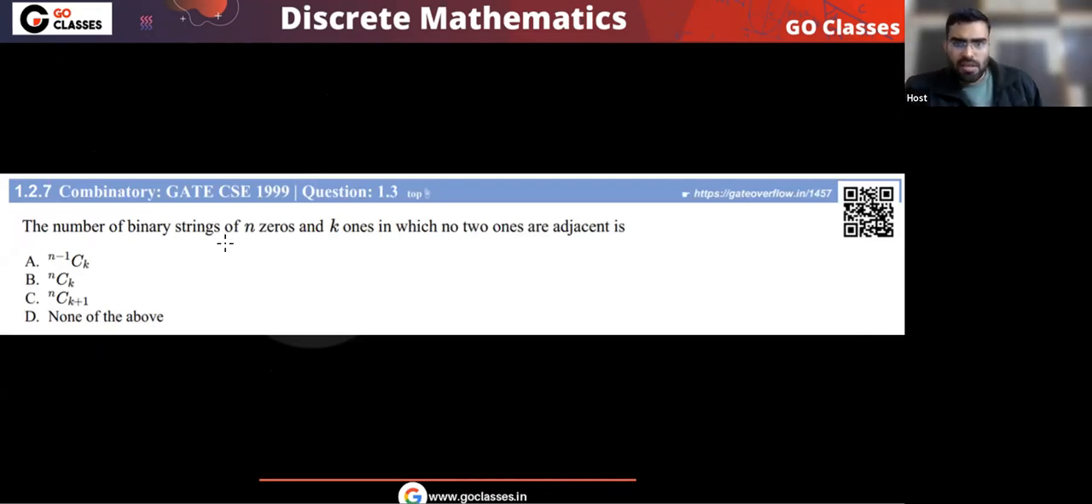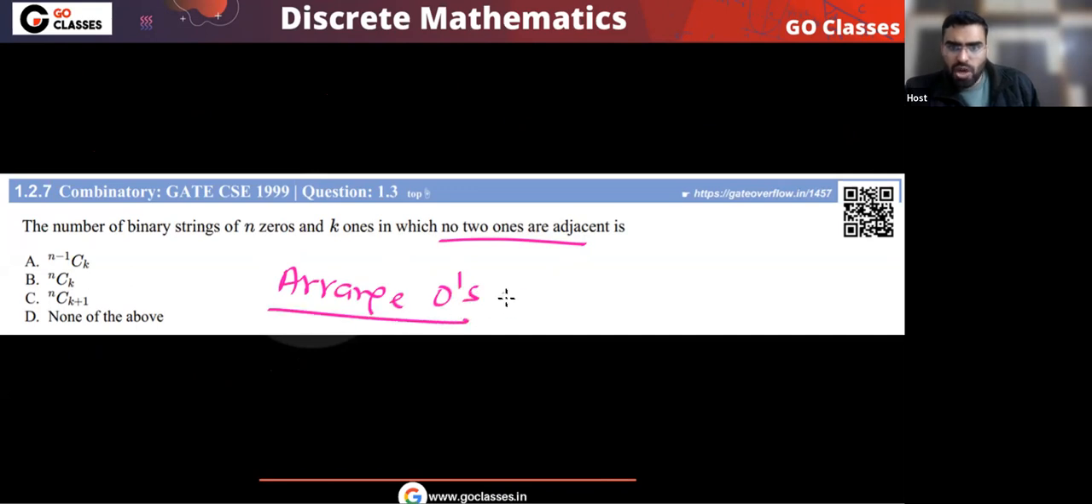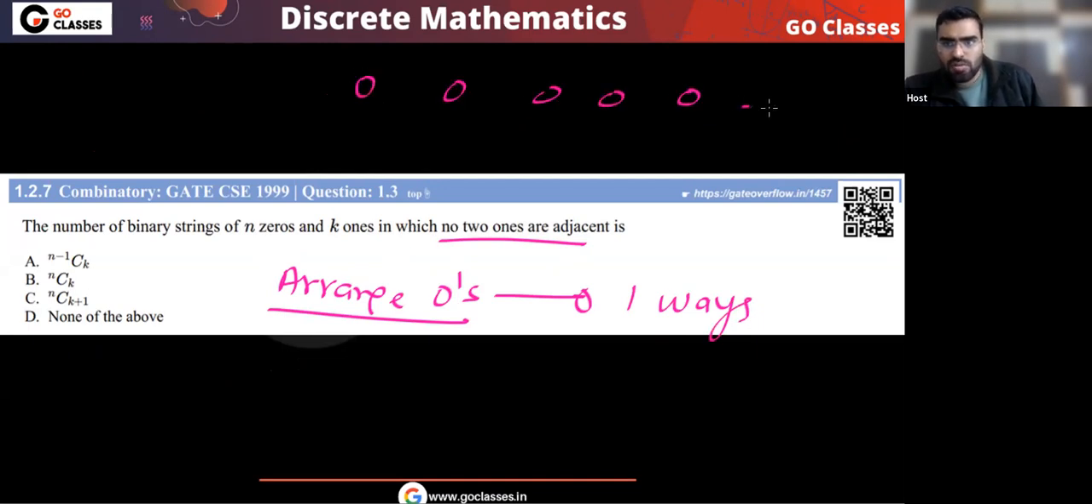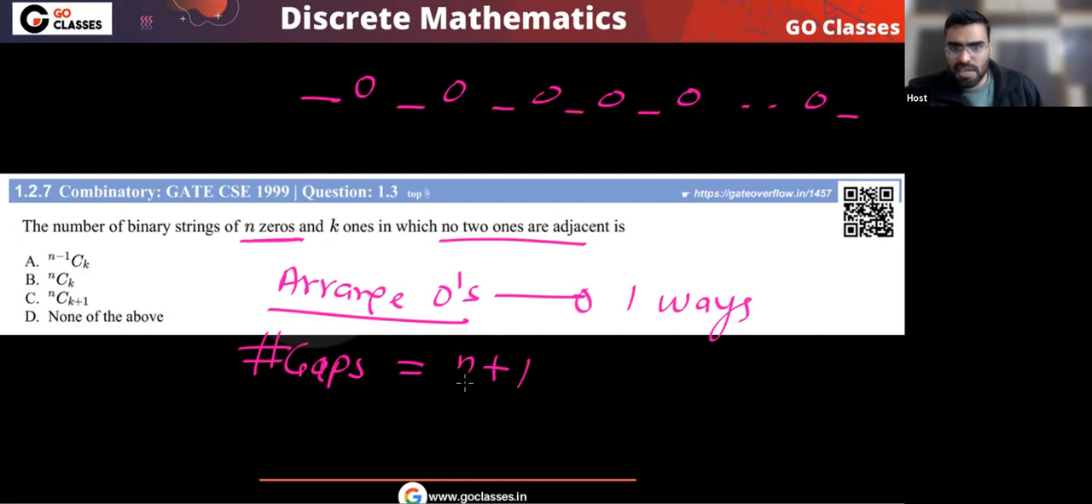You can notice no two ones are adjacent. What it means is that just arrange zeros. So first you arrange zeros. How many ways to arrange zeros? Only one way. Yes or no? Because all are zeros. Total n zeros you have, only one way. Now, how many gaps? The number of gaps is n plus 1. So the number of gaps is n plus 1.